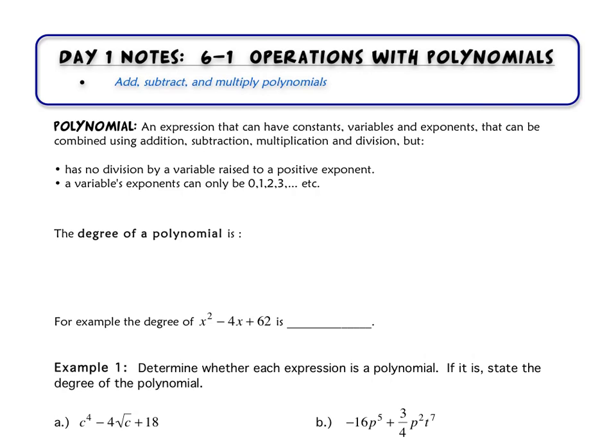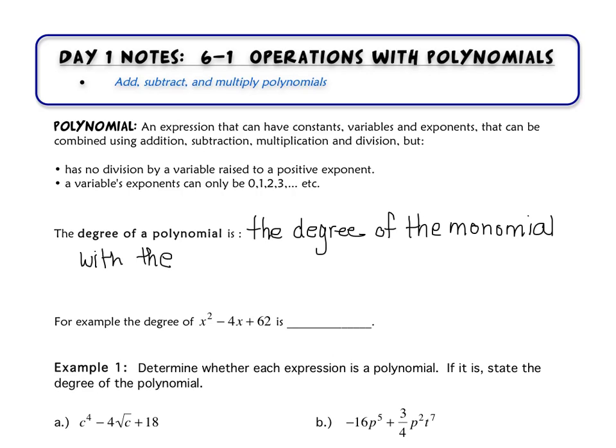Okay, so the first thing we're going to discuss here is the degree of a polynomial, and what that is is the degree of the monomial with the greatest degree. So recall that a monomial is just one term, so something like 5x or 7x squared y to the third, that's a monomial, so it would be the degree of the monomial that has the greatest degree.